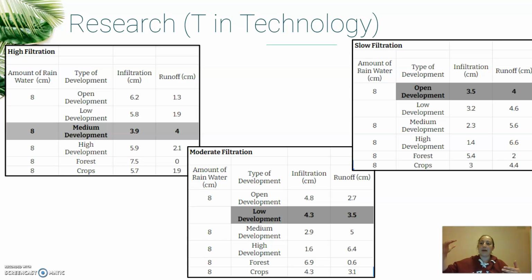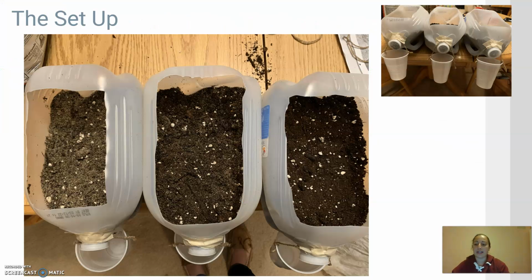One of my constant variables was that the amount of rainwater coming in was going to be 8 centimeters, which was pretty high for the simulation. And then I looked at the different types and how much infiltration versus runoff it produced. And we can see kind of where a tipping point was: hey, infiltration and runoff is pretty even right here, but then after that, runoff really exceeds the infiltration.